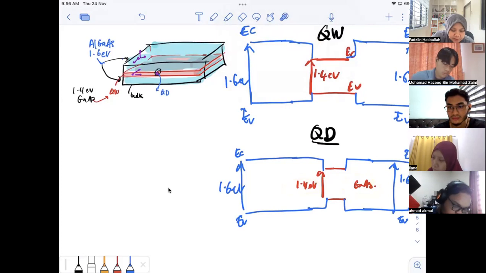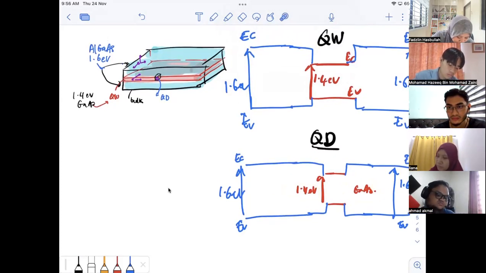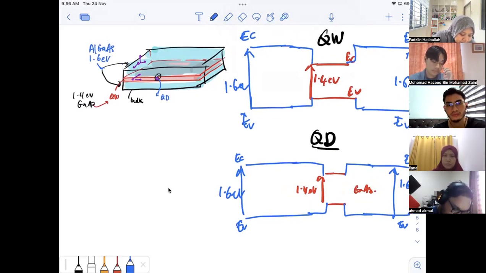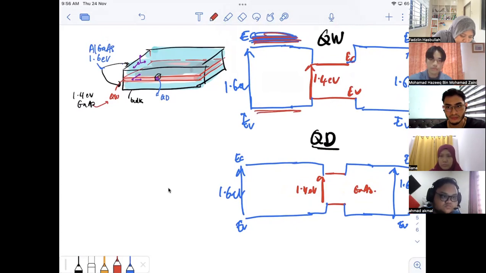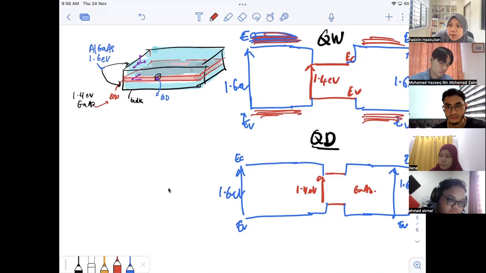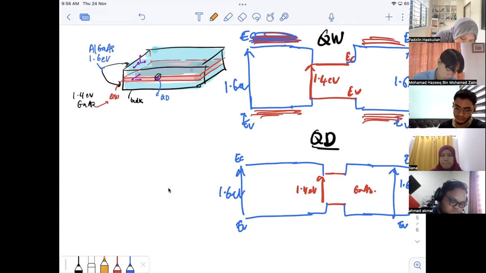Cuma perbezaan dia lah yang saya cerita quantum confinement tu. Kalau bulk ni, energy state kat sini, energy state kat sini dia macam continuous lah. Ni pun continuous, ni continuous. Tapi dalam quantum well, dia punya energy state tu discrete. Bukan, sorry, quantum dot yang discrete. Discrete tu maksudnya dia ada satu.